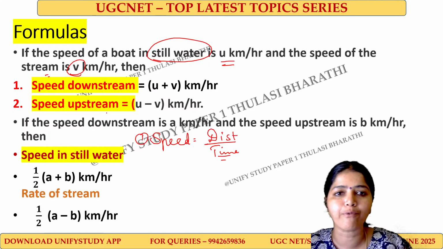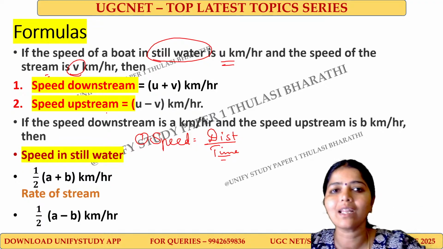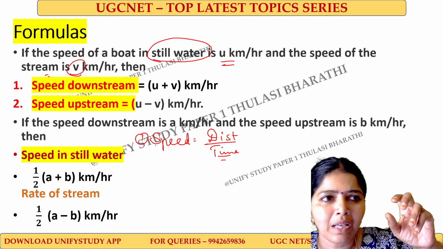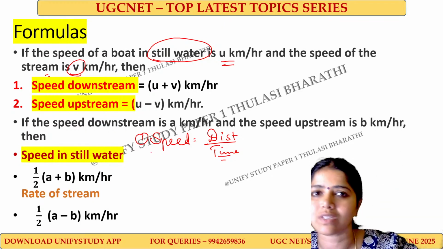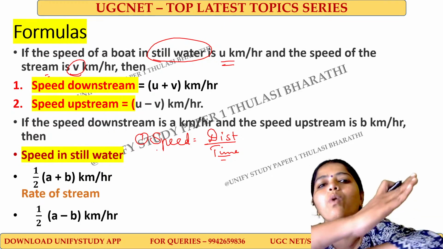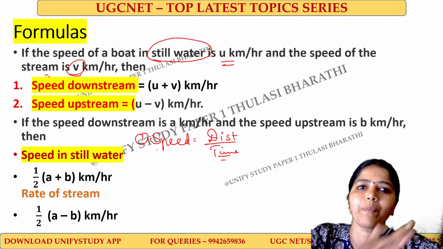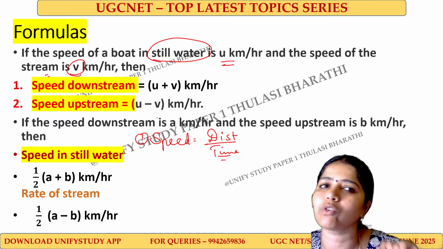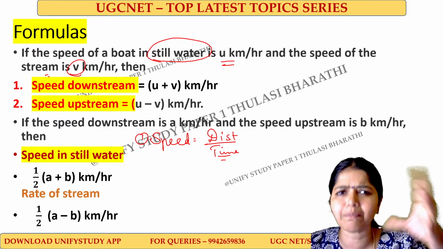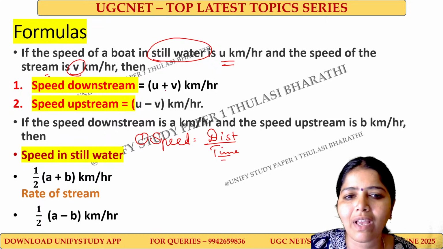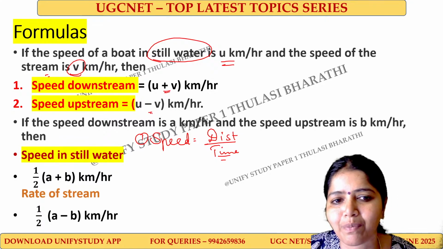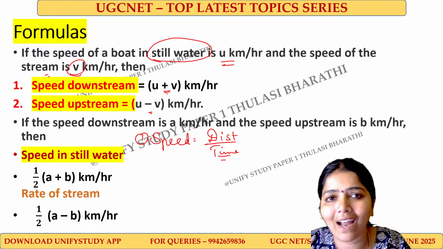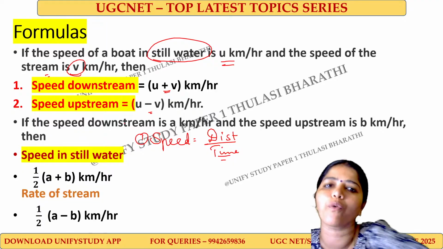Upstream means I am moving against the water flow. At that time, compared to downstream, I can cover less distance, because as I am moving against the water flow, I have to apply more effort, the time will be more, and the distance covered will be less compared to downstream. That is the simple understanding you need to have. That's why here we have added and here we have subtracted the speed of the current from the speed of the boat. Here we have added because I am going along with the flow of the water.